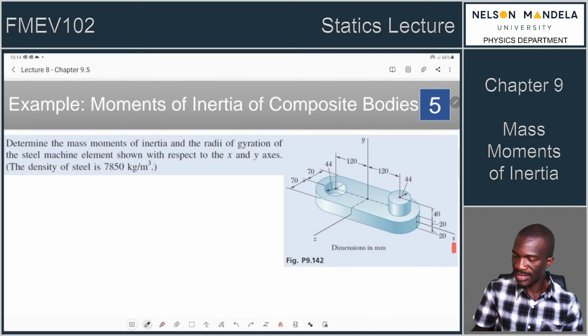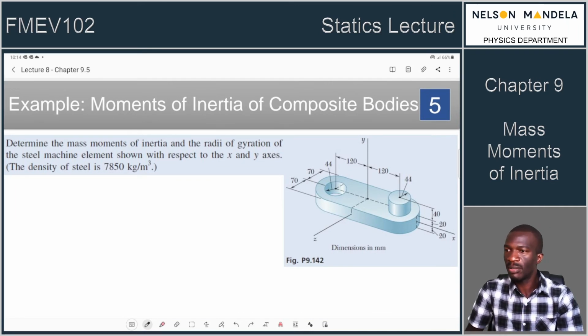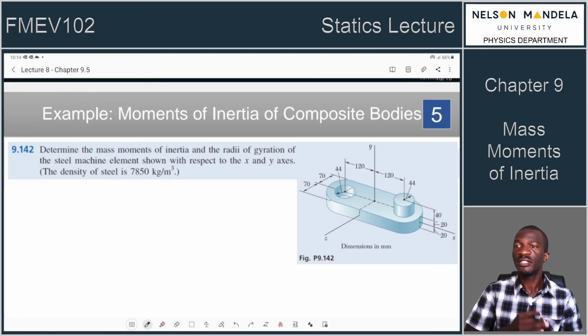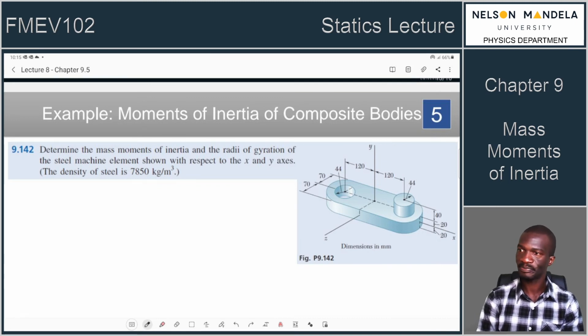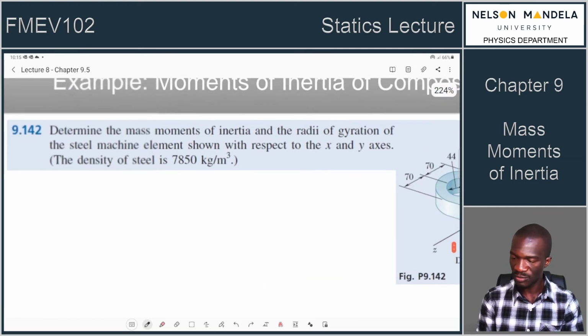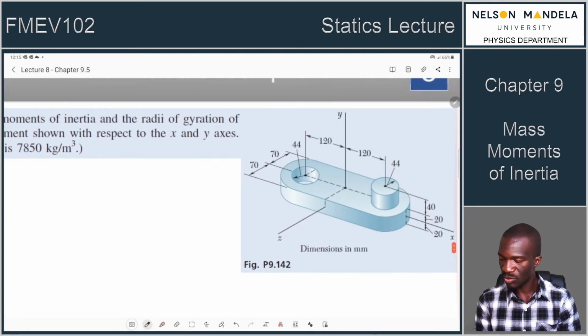Right, so this is how you would then apply this principle in example question 9.142. Determine the mass moments of inertia and the radii of gyration of the steel machine element shown with respect to the x and y axes. The density of steel is given. Right, so if we have such a shape, if we want to find the mass moment about the x-axis, we need to what?